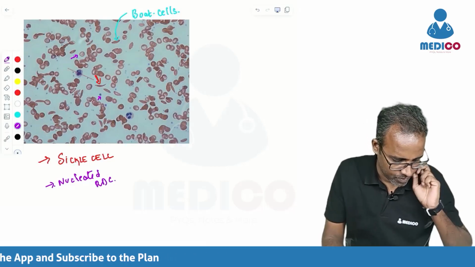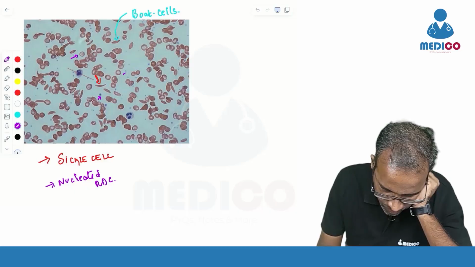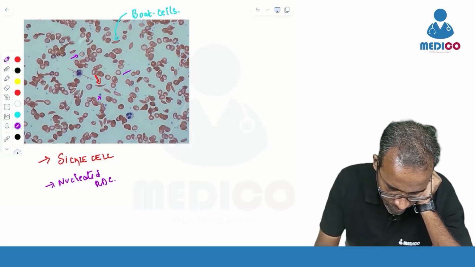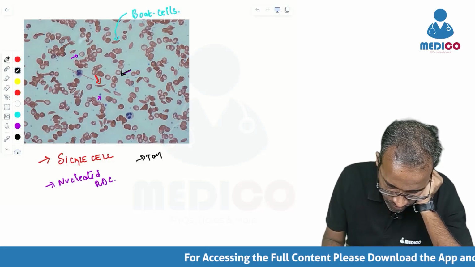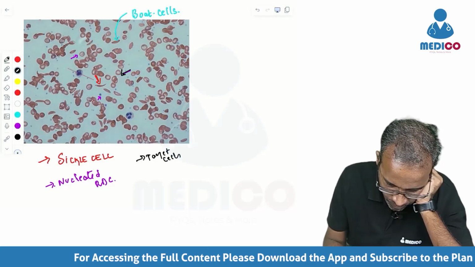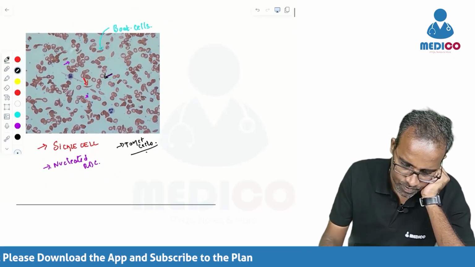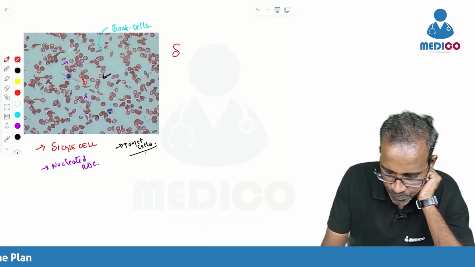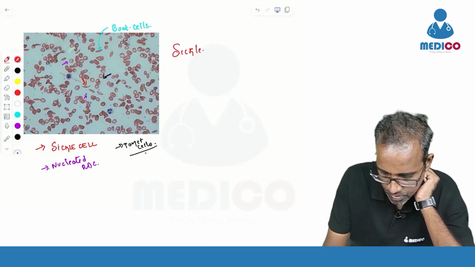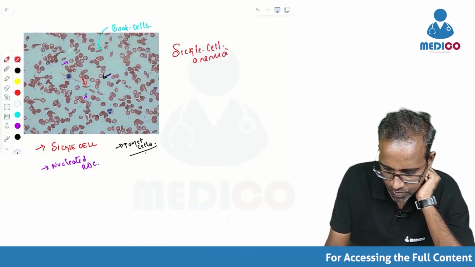There are a few target cells also, you can see here. Some target cells with central pallor. So this is a classical picture of sickle cell anemia. Sickle cell anemia has characteristic sickle shaped RBCs in the peripheral smear.